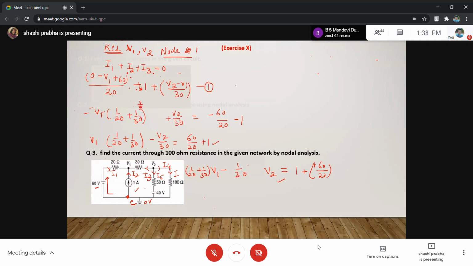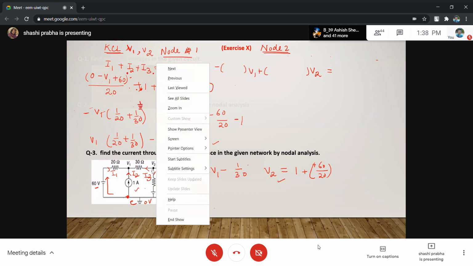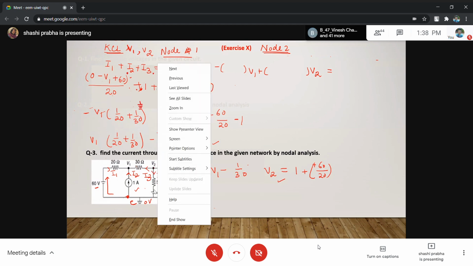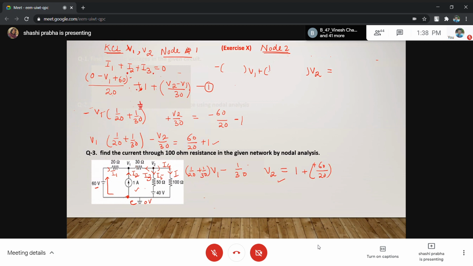Can you write the node 2 equation directly? V1, V2. The coefficient of V2 is positive and of V1 negative. What is the coefficient of V2? 1/30 plus 1/50. What is it at node 2? 1/30 plus 1/20 plus 1/100. So this is 1/30 plus 1/20 plus 1/100.